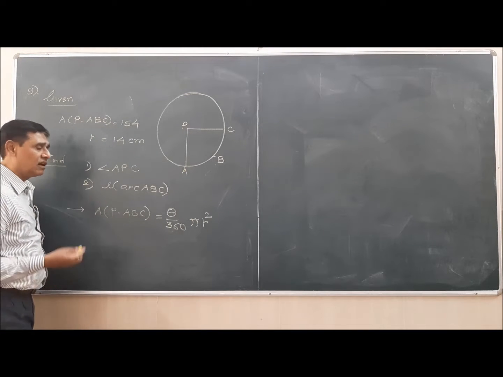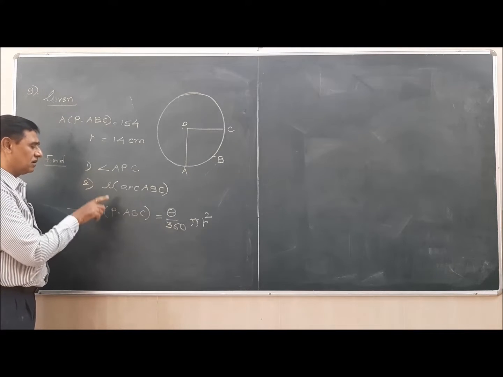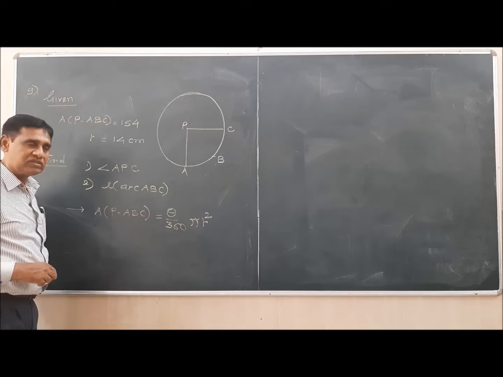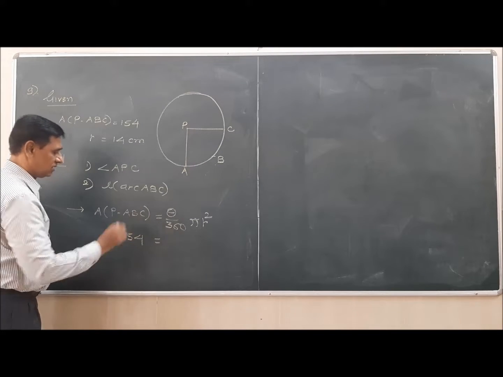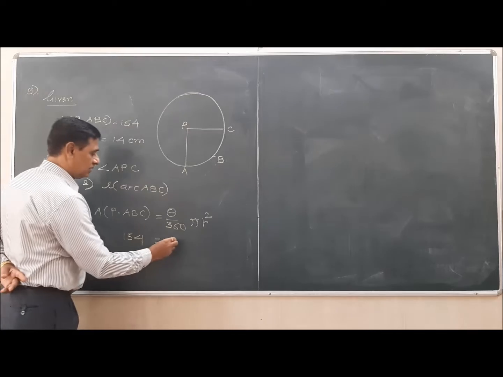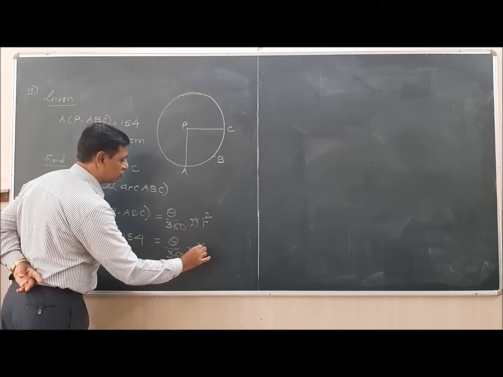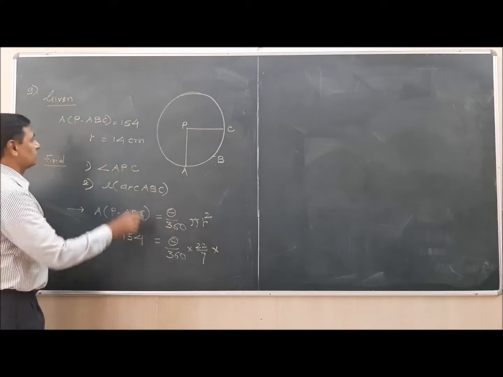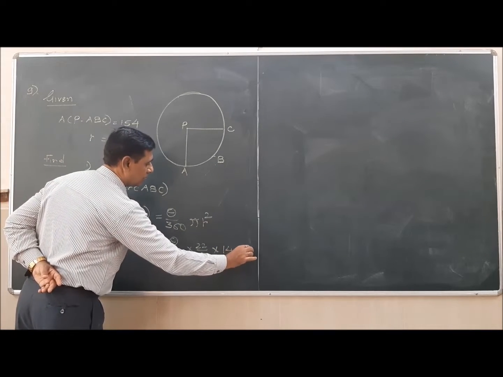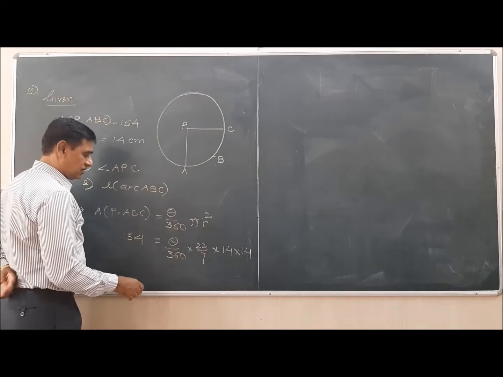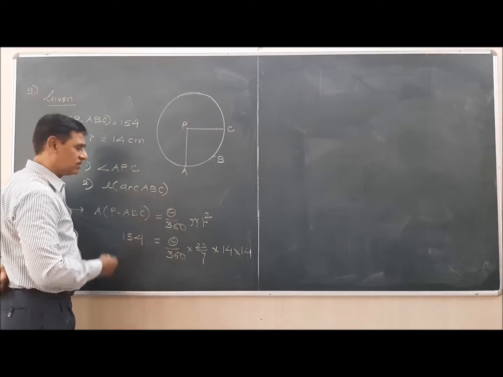Now what is the value of theta? We don't know at all, but the area of the sector of the circle with center P bounded by arc ABC is given as 154. So here I substitute that value. Carry forward in the same way. Theta upon 360. The value of pi we can take as 22 upon 7. The radius is given as 14, so 14 into 14. We must finish the calculations on this side.